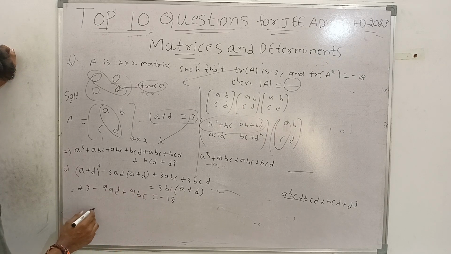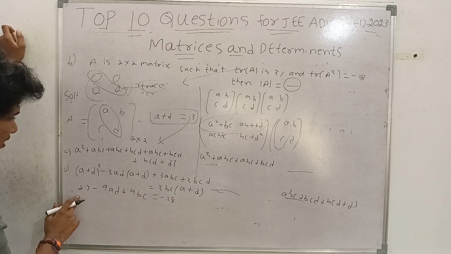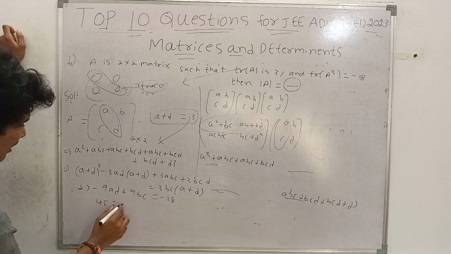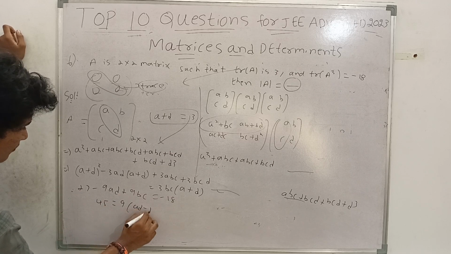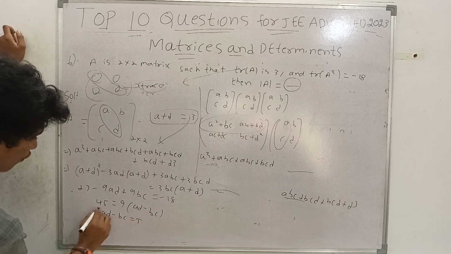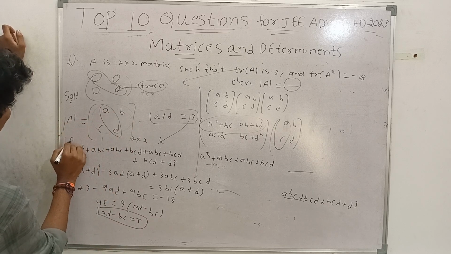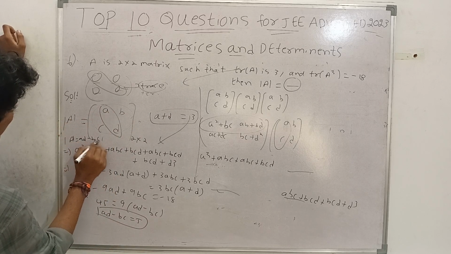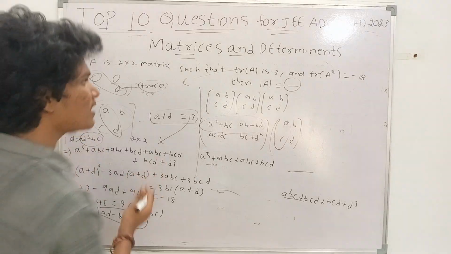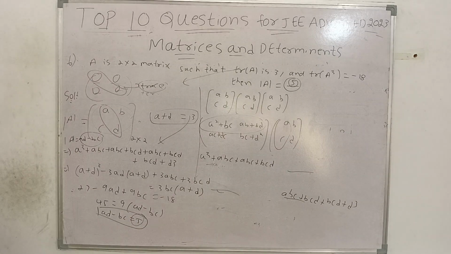If we take common and shift to right and left, it will be minus 18 plus 27, how much? It will be 45. 45 equal to 9 into AD minus BC. AD minus BC equal to 5. What is AD minus BC? The determinant of A equals AD minus BC. So AD minus BC we got answer 5. So what is the value of determinant here? 5. Like this you have to solve. This is the sixth question.